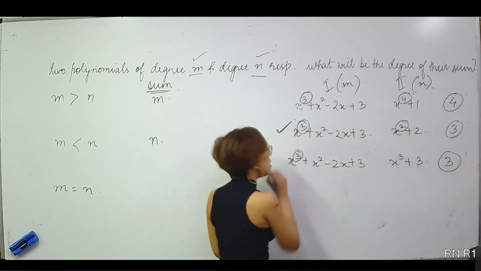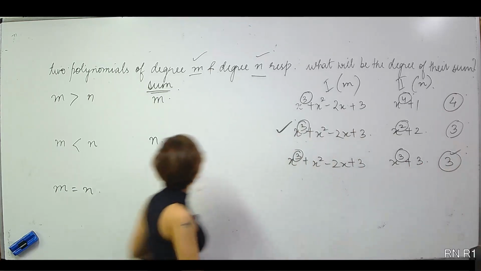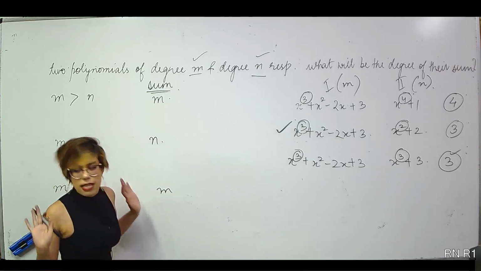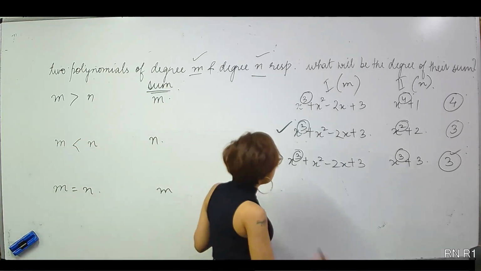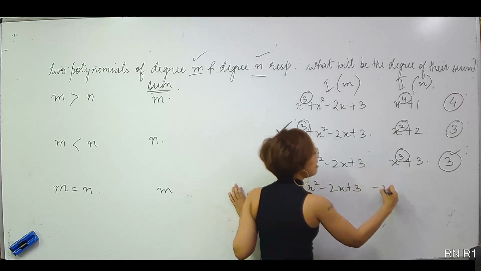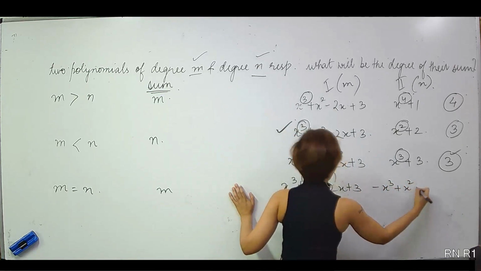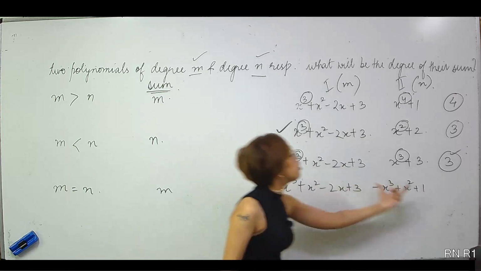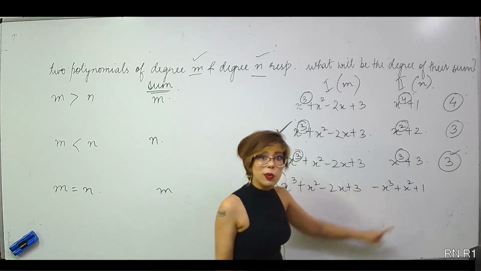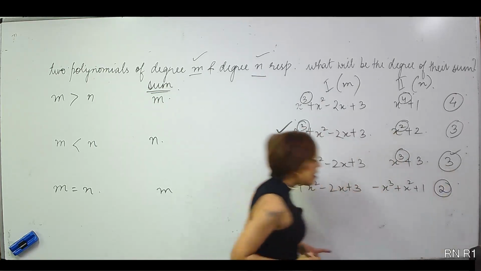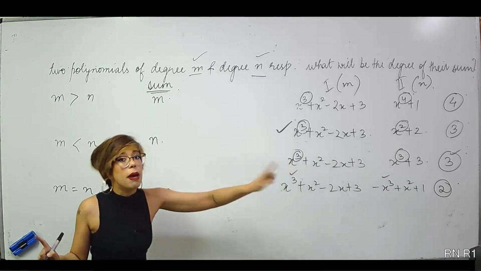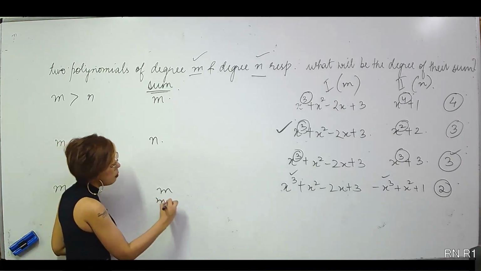That means here the degree is 3, here the degree is 3, here the degree is 3. So when m is equal to n, the degree might be m, or you can write n, those are equal, it's absolutely fine. Let me take some other cases as well. Let me take this polynomial as it is. I'll take the other polynomial as minus x cube plus x square plus 1. If I add these two up, I have made sure that the cubic term is cancelled. Now the degree is 2. So even though m is equal to n, the degree is less by 1.